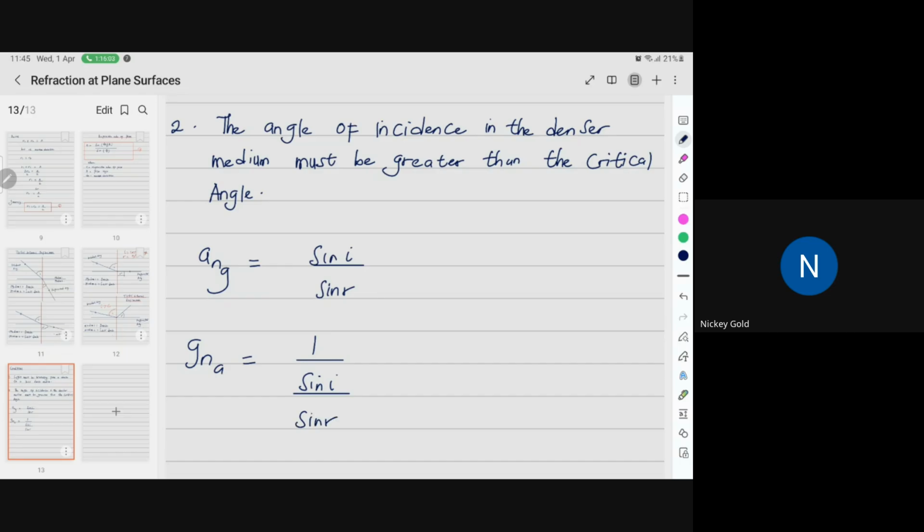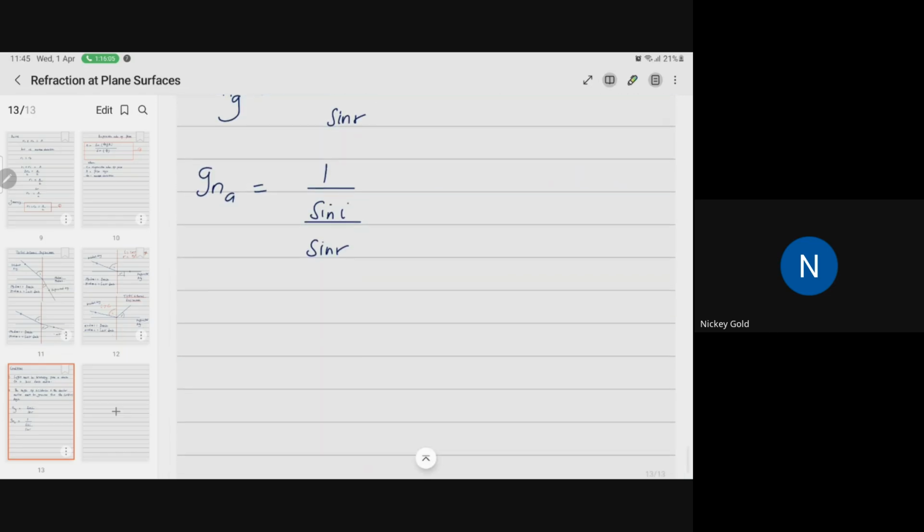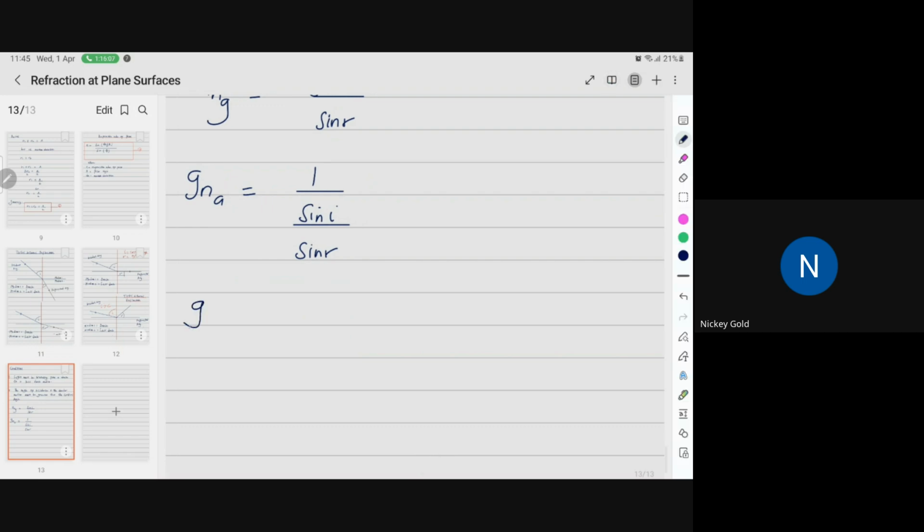Sine r. Okay. So now this means that when you are traveling from glass to air, because glass is denser now, you're going to have what? Sine r all over what? Or the other way around. Let me move the other way around, so it will make more sense to us.